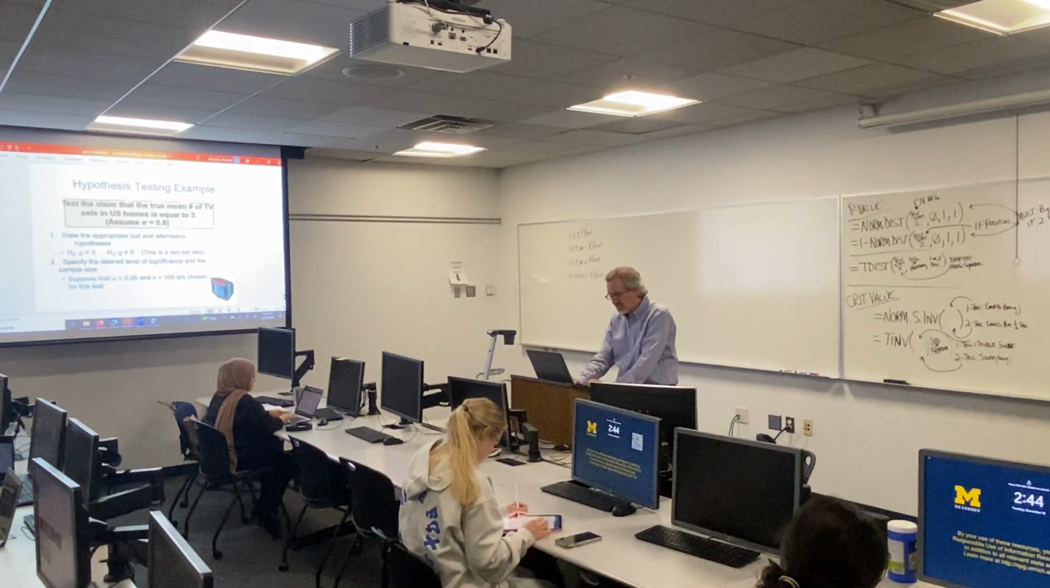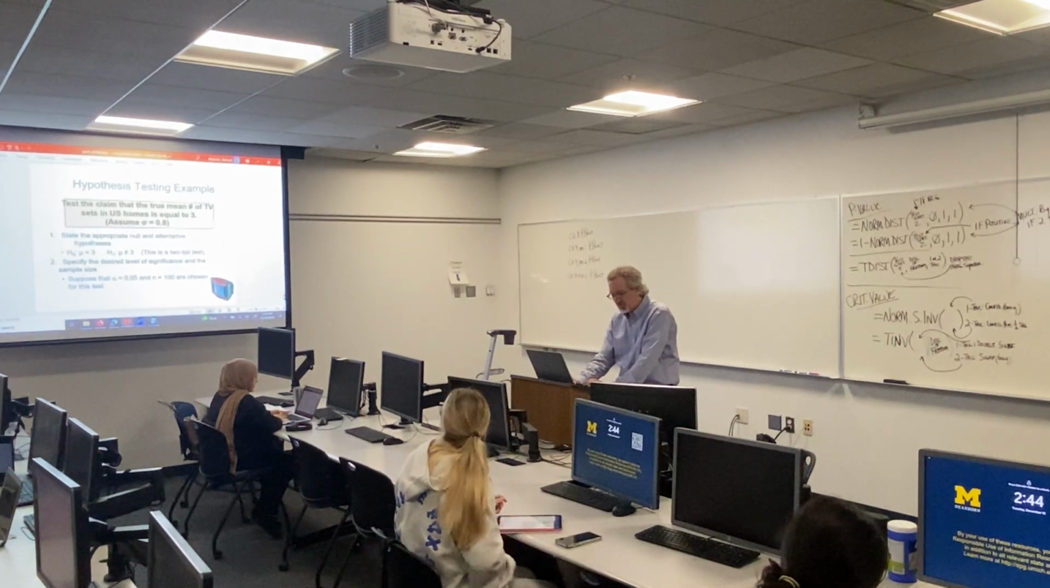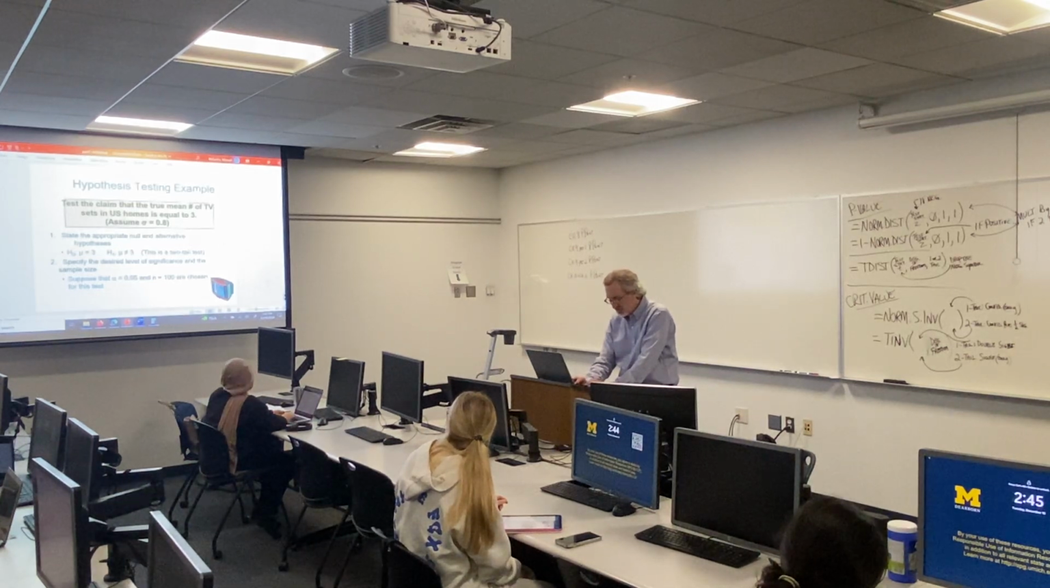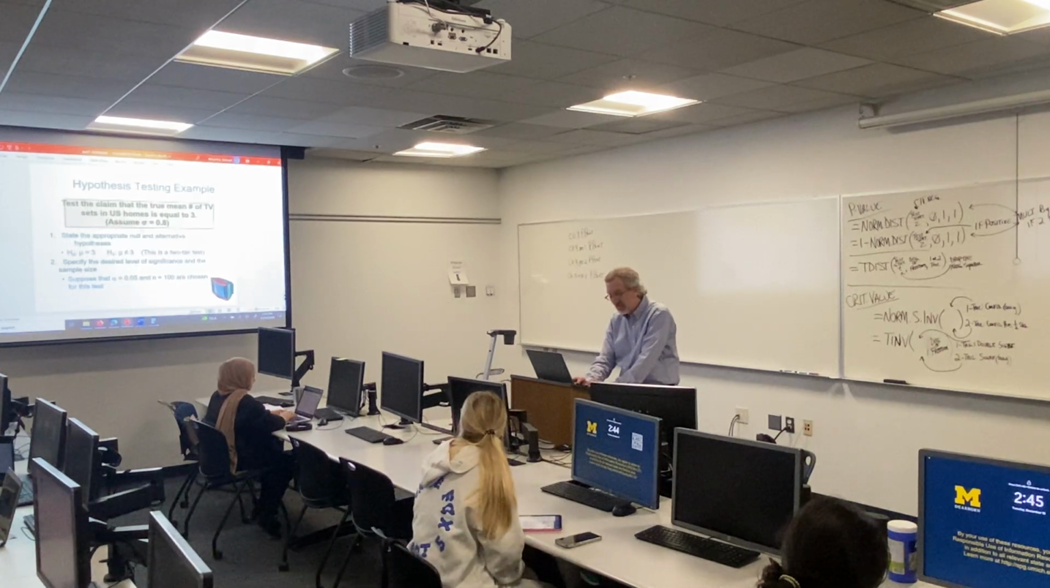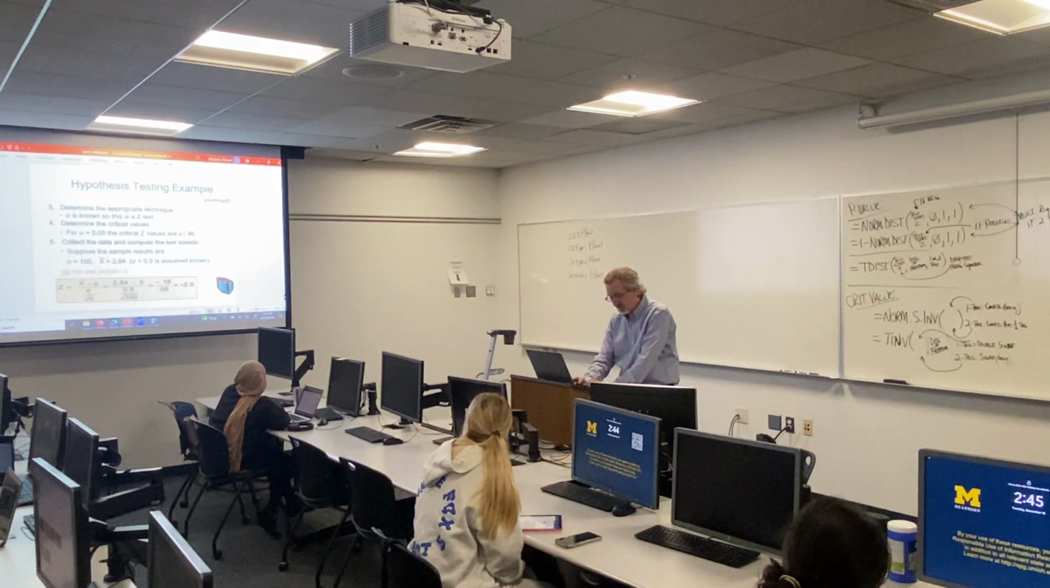Remember 3 TVs? We're trying to test whether there's 3 TVs. So we get a sample of 100 people chosen, and we're going to use 5% significance, and we're assuming the population standard deviation is 0.8. So here's a perfect example. Our sample came out at 2.84.